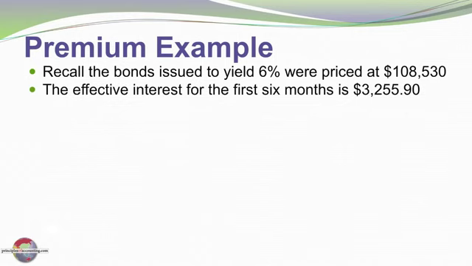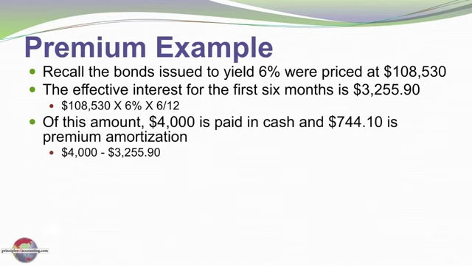The effective interest for the very first 6-month period of holding that bond will calculate to be $3,255.90. That's the $108,530 times the 6% effective rate for 6 months, or times 6/12 of a year. So we take that total, $3,255.90 of interest, and compare that to the $4,000 that is being paid. That is, it's an 8% stated rate bond. 8% times the $100,000 times half of a year would give us $4,000 as the cash that's paid. The difference between that $4,000 cash paid on the one hand and the calculated amount of interest on the other hand gives us the premium amortization of $744.